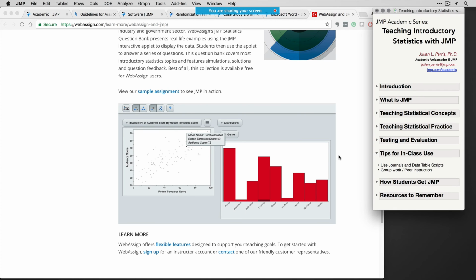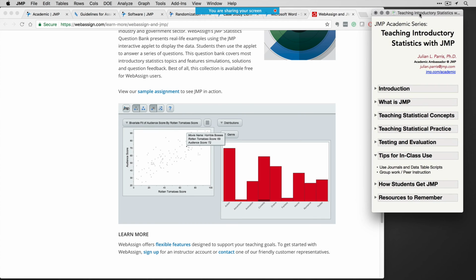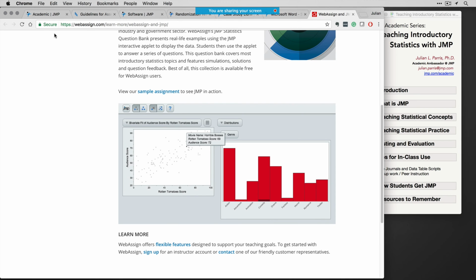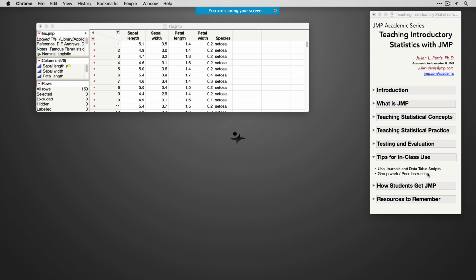Now, for in-class use, I'll just mention again, use a journal. Journals can be embedded with data sets like I did here, with outline items, all sorts of things. And you can give them to your students before you actually teach the class so they can follow along.